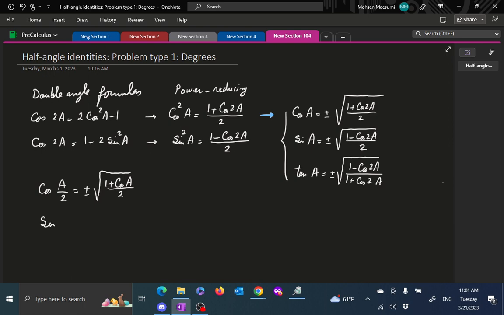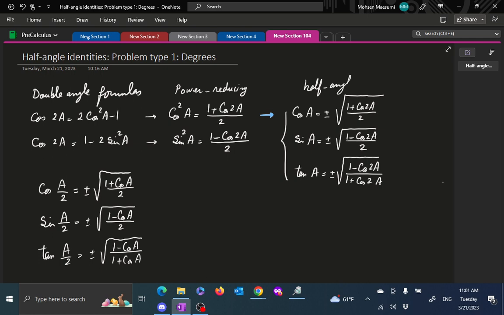And same way, sine of a over 2 is plus or minus the square root of 1 minus cosine a over 2, and tangent of a over 2, then again, is plus or minus the square root of 1 minus cosine of a to 1 plus cosine of a, and that takes care of it. So either this one or this one are called half angle identities.